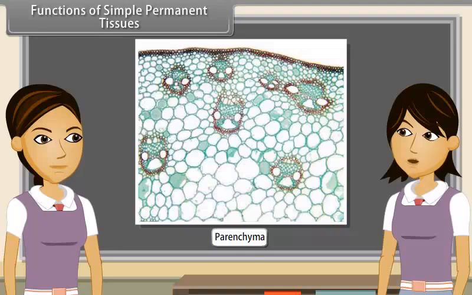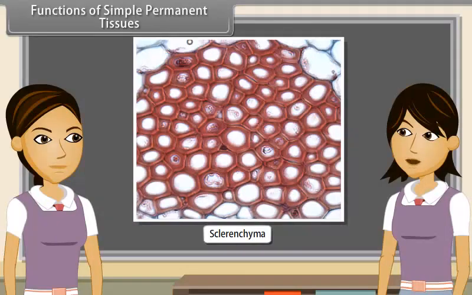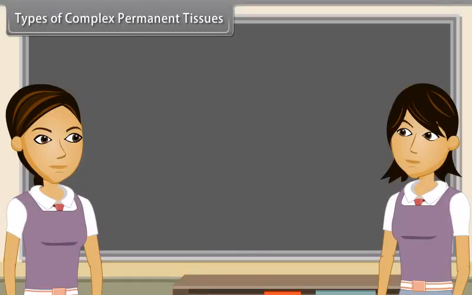Functions of simple permanent tissues. Parenchyma serves as a packing tissue to fill the spaces between other tissues and maintain the shape of the plant due to its turgid cells. It also stores and assimilates food. Transport of material occurs through cells or cell walls of parenchyma. Their intercellular spaces allow gaseous exchange. They also store waste products of plants like tannin, gum, resins, etc.